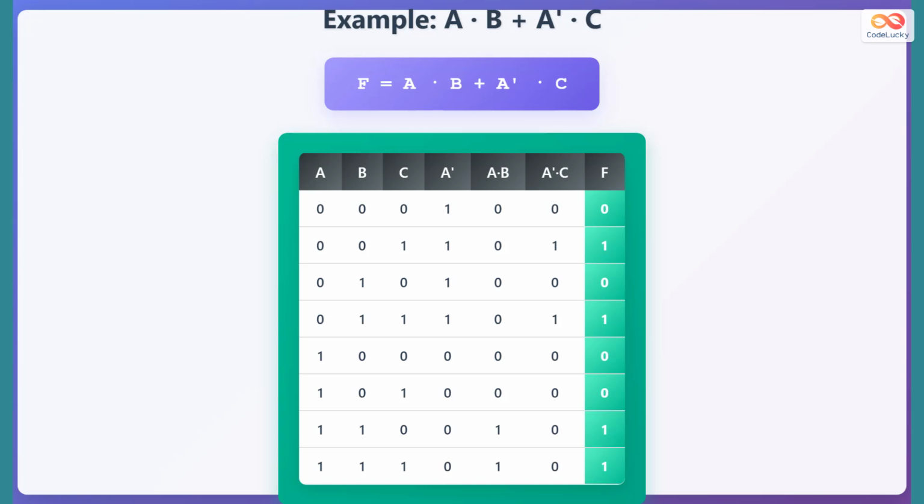When A is 1, B is 0, and C is 0, not A is 0, A and B is 0, not A and C is 0, and f is 0. Next, A is 1, B is 0, and C is 1. Not A is 0, A and B is 0, not A and C is 0, and f is 0. The seventh row, A is 1, B is 1, and C is 0. This gives not A is 0, A and B is 1, not A and C is 0, so f is 1. Finally, A is 1, B is 1, and C is 1. Not A is 0, A and B is 1, not A and C is 0, and f is 1.